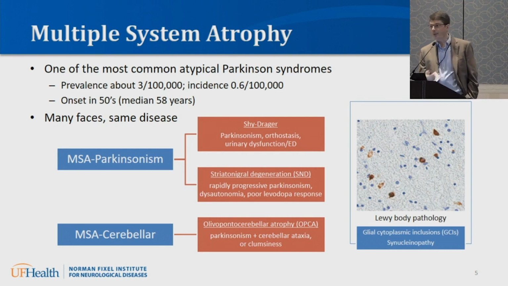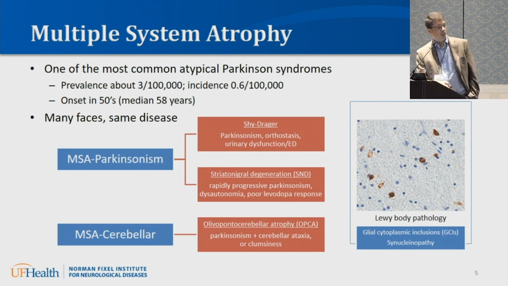Onset's typically in the 50s, so on average, the median is roughly around 58, okay? And it comes in different forms. So I like to talk to my patients, and I think some of you have heard me talk about MSA as having multiple faces, okay? It went by different names earlier on, so historically, you'll see listed here these old names, okay? Shy-Drager. This one maybe people haven't heard so much, but striatal neurodegeneration.